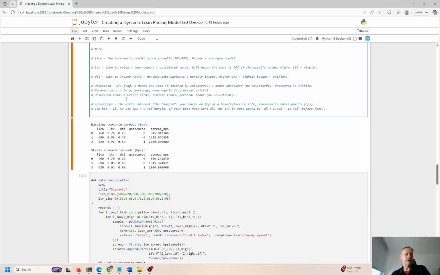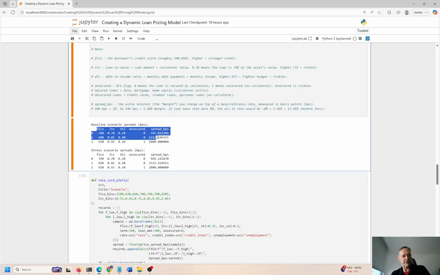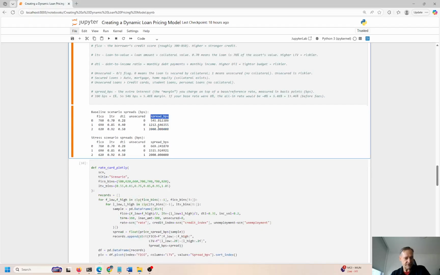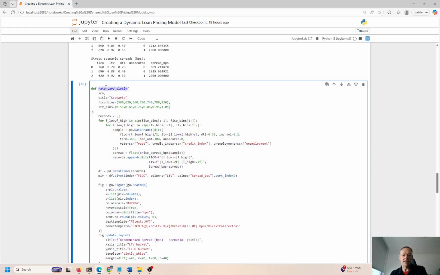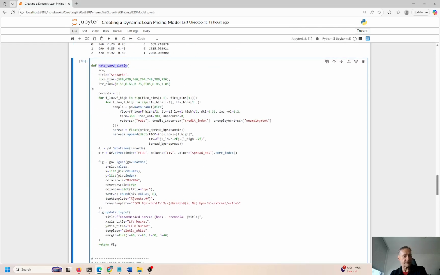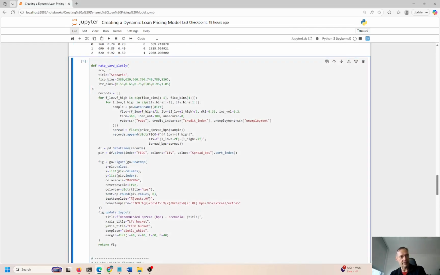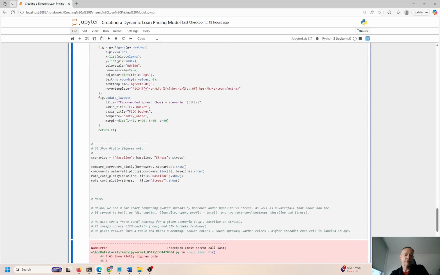Okay, so anyway, when we run the code, we get the FICO, loan to value, debt to income, is it secured or unsecured, and then the spread in basis points. So let's move on to the next thing here. We have the Plotly charts. I think this is the last part. Yeah, let me run this. This goes pretty quick. So Control Enter. Okay, I think it already ran.